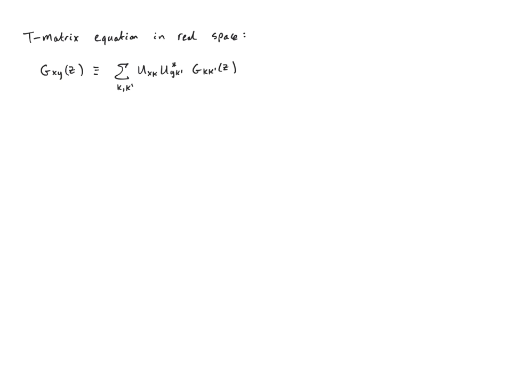Finally, let's consider the T-matrix equation in real space. We can very simply obtain that by taking the previous expression for the T-matrix equation in momentum space, we'd had an equation for g kk primed, and simply multiplying it by these coefficients and summing over all k and k primed. That will then give us the Green's function in real space gxy in the presence of the perturbation. When we do that, and converting everything into real space Green's functions, we obtain the following T-matrix equation.